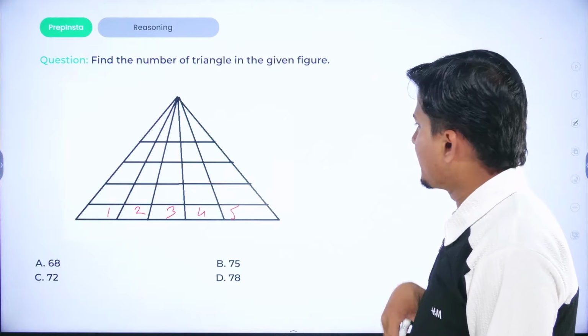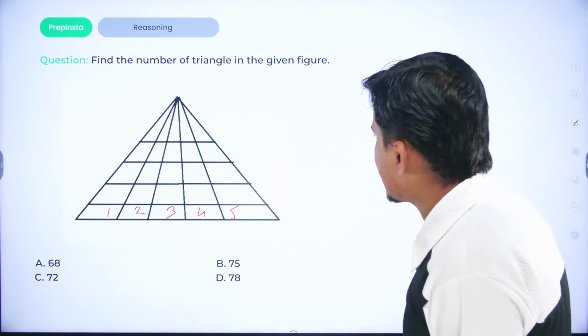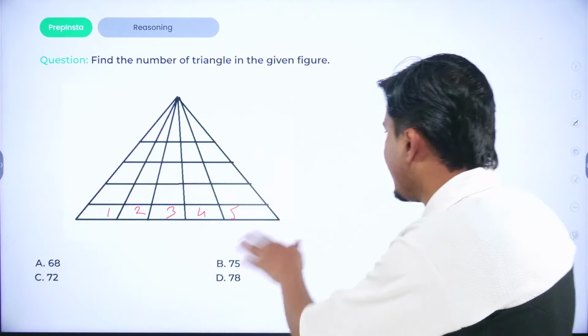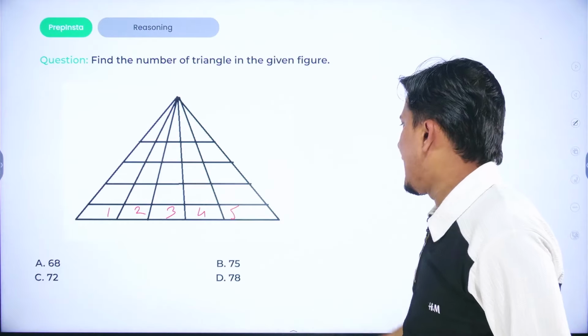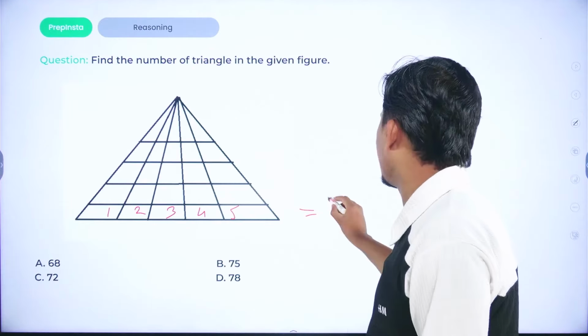So first of all our approach would be to find the number of triangles in the outer triangle. We just skip the number of triangles here. So we have 5 portions. We will add on them. So 1 plus 2 plus 3 would be 6, 6 plus 4, 10, plus 5, 15.